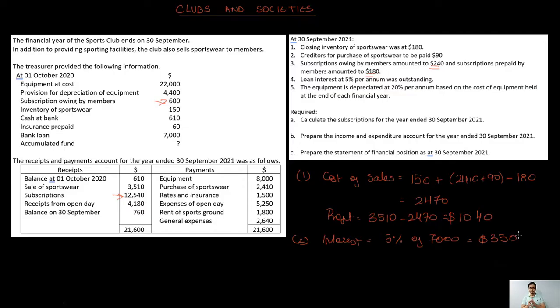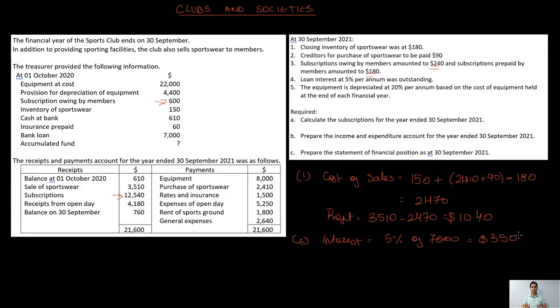And finally, depreciation is remaining, so let's calculate our depreciation. The fifth adjustment says depreciation is to be calculated at 20% on cost of equipment held at the end of the year. 20% on cost indicates it's a straight line method of depreciation.